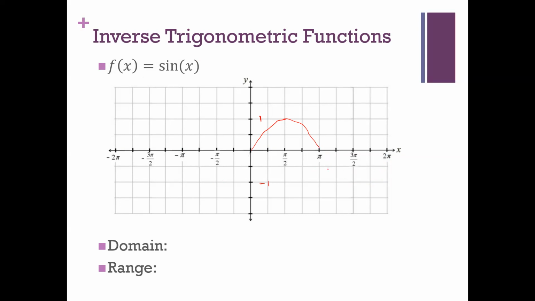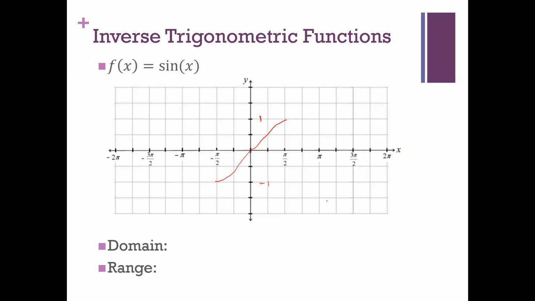Pi over 2 to 3 pi over 2. If I restrict it from, why aren't you erasing? Pi over 2 to 3 pi over 2, is this thing one-to-one? Absolutely. So that's one-to-one, but I'm going to move this back a little bit just to keep us in line with convention. I'm going to go between negative pi over 2 and pi over 2.